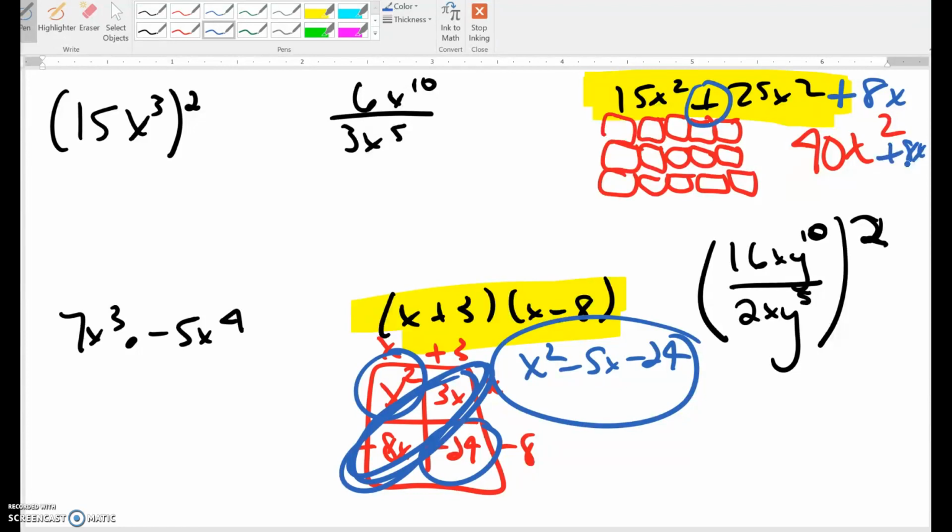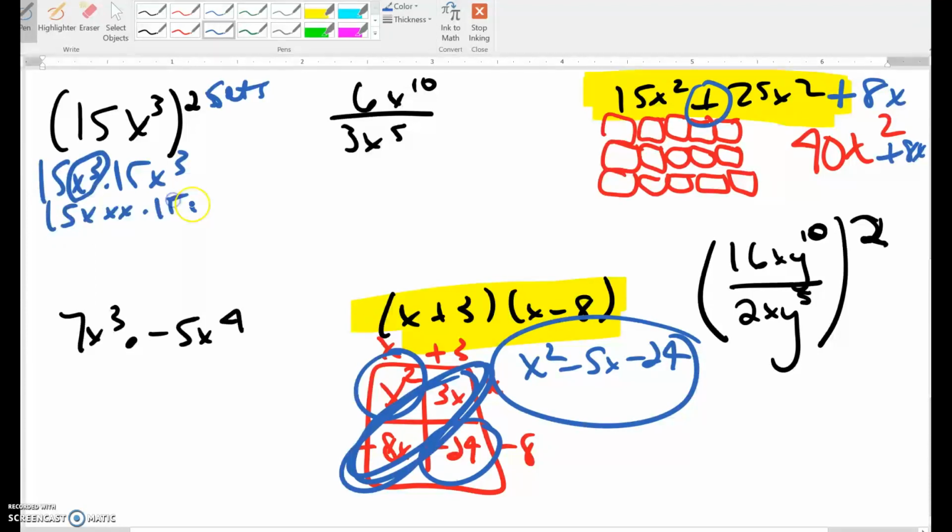They are exponent rules, and the easiest way to do these is not to memorize, it is to write them out. So this means you have 2 sets or 2 groups of 15x cubed. And if you want to write that down even further, you can break this down even more. So x and x and x, x, x. So I get 225, and how many x's do I have? Let's see, it looks like I have 6 of them.